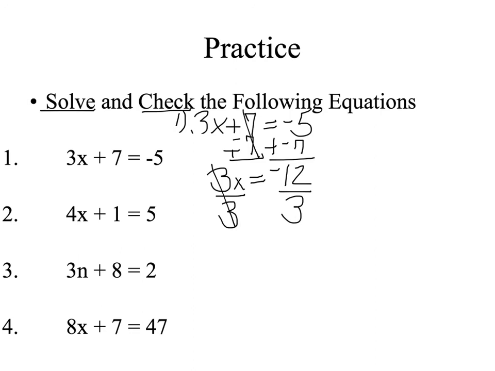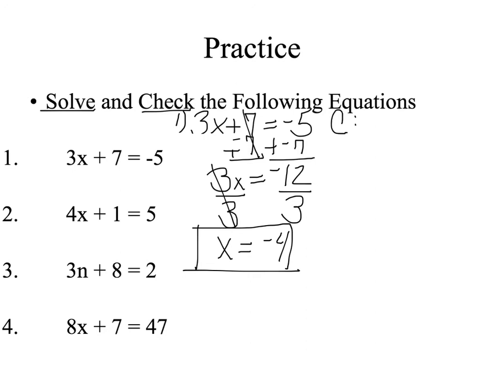Remember, with multiplication and division, you don't change the sign. Whatever number you want to get rid of is the number you divide or you multiply by. Negative 12 divided by 3 is negative 4. So right now I'm saying my answer is negative 4. I'm not certain on that yet because I obviously haven't gone through and checked it.